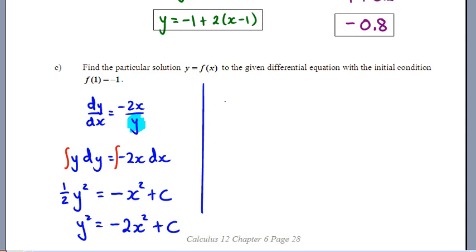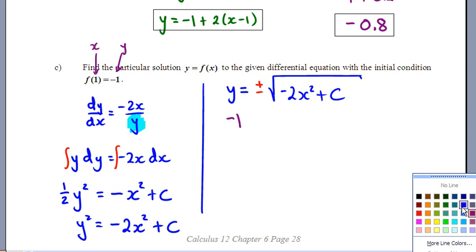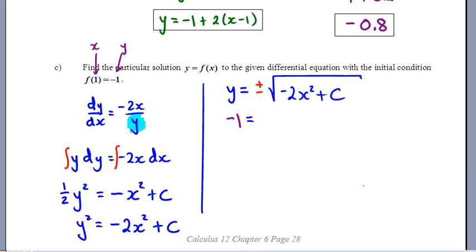Okay, I have to take a square root. So I'm just going to go up here. So y, as I get this thing almost done, square roots, got to watch out for them. We talked about them last day. Could be plus, could be minus. We're going to have to very carefully decide which. And then inside the root, we've got this negative 2x squared plus c. So we have to pick and see which one we want here. But we can tell as soon as we put in this information that says when x is equal to 1, the y has to work out to be negative 1. So we're going to get negative 1 when we substitute in a value of 1 for x.